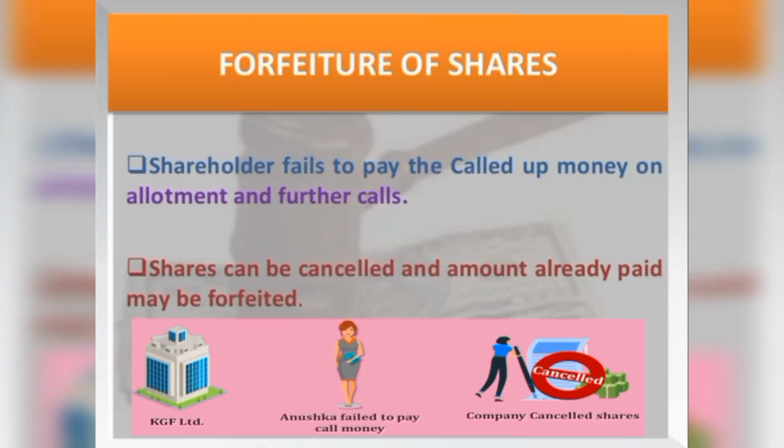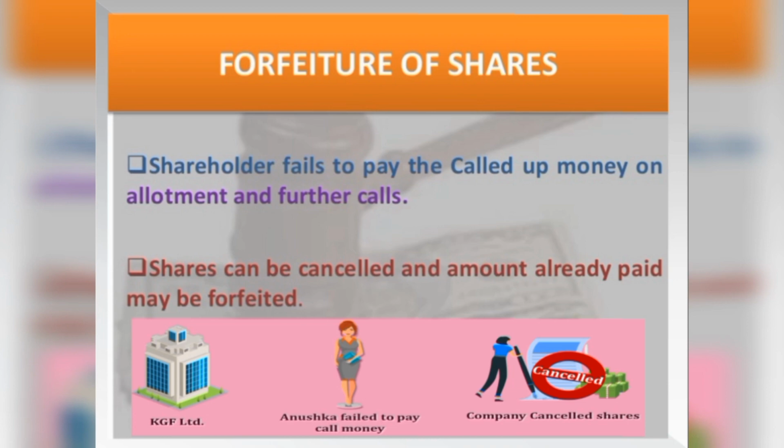The next important concept we have to discuss is forfeiture of shares. Forfeiture of shares is nothing but the termination of the membership and taking away of the share of a shareholder because of default in payment of allotment and/or call money. When the shares are forfeited, a shareholder ceases to be a member. His or her name is removed from the register of members of the company.